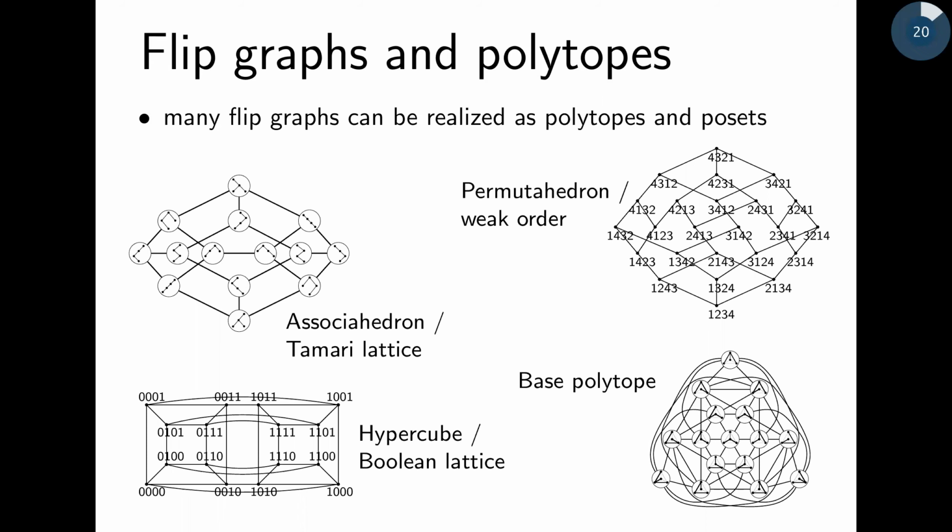So for example, in these 4 cases, this graph here is the well-known associahedron. This can be realized as a polytope, and it can also be equipped with a lattice structure, and this is the Tamari lattice. On the right-hand side, you see the permutahedron, and the corresponding poset or lattice is the weak order, the weak Bruhat order. On the bottom left, you see the well-known hypercube or the Boolean lattice. And on the bottom right, you see the base polytope. I'm not aware of a corresponding poset in this 4th case, but the base polytope is the corresponding polytope.